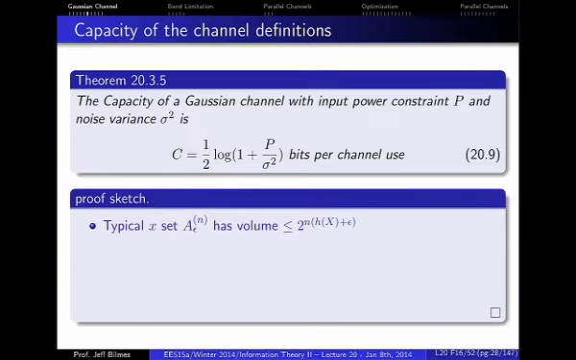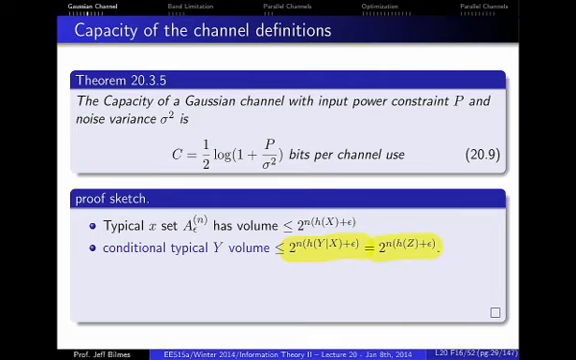So here's just a proof sketch, and I'm going to go through this fairly quickly. Again, this is a sketch that mimics the earlier proof. We use typical set theory. That's one way of proving it. And the typical set has this volume, 2 to the n h of x, and there are some epsilon fix-ups, which go to 0. And you have a conditional typical y volume, which is 2 to the n h of y given x, which, because it's a Gaussian channel, really is just 2 to the n h of z, where z is the noise.